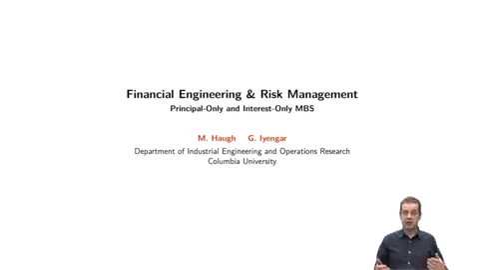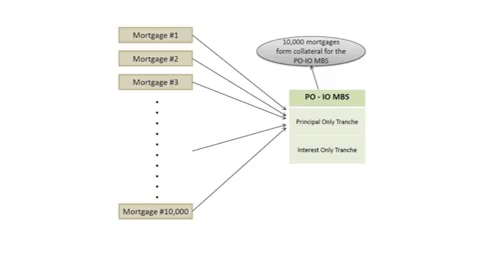We will see that the principal-only MBS is constructed from the principal payments of the underlying pool, and that the interest-only MBS is constructed from the interest payments in the underlying pool of mortgages. So in this module, we're going to discuss the construction of a principal-only and interest-only mortgage-backed security. We're going to construct these mortgage-backed securities from an underlying pool of mortgages.